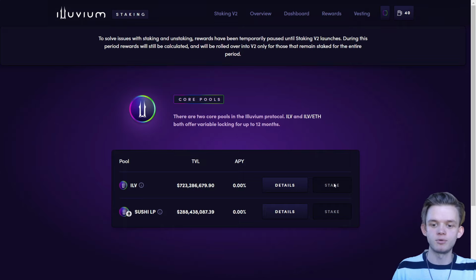So for example, you staked, you got, I don't know, $100 from staking in a month, and also you got plus 10% on the staked amount. Keep that in mind. So yeah, Illuvium, I highly recommend to stake. That's one of my favorite pools.